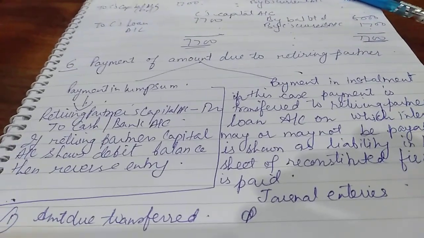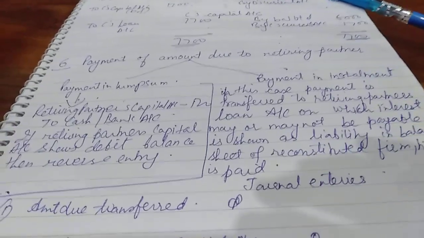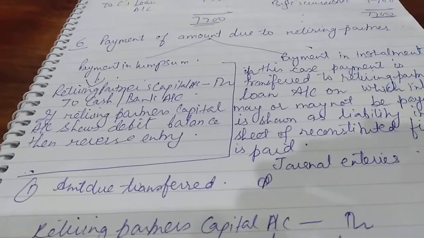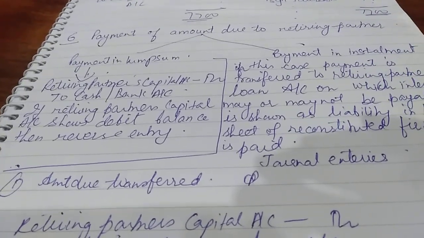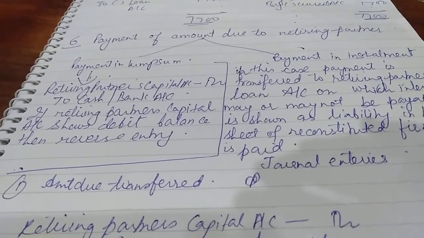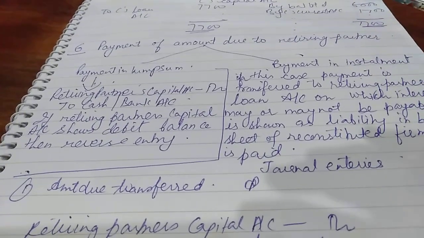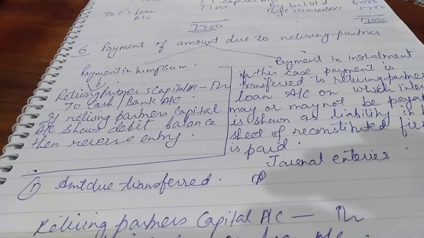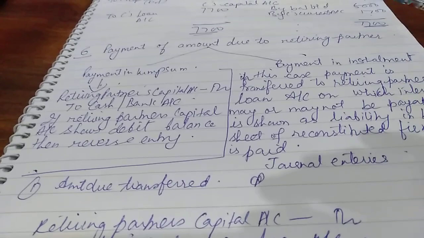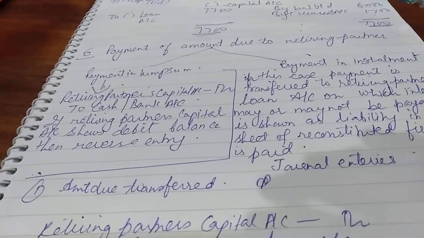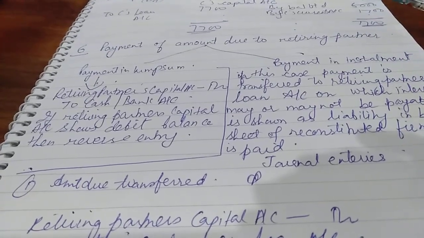In case questions tell you that the amount is paid to the retiring partner in lump sum, you will pass a simple entry: retiring partner's capital account debit to cash or bank. Means if you are preparing the retiring partner's account ledger, you will write there on the debit side to cash or to bank the amount, whichever is the balance. And if he has a debit balance, means he has to pay to the firm, then the reverse entry, means cash or bank to retiring partner's capital account. This is the entry which we have to pass in case of lump sum.